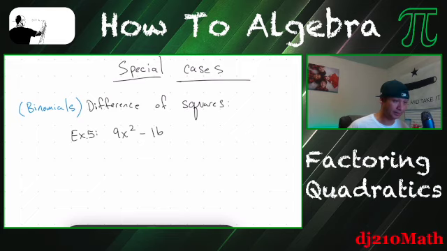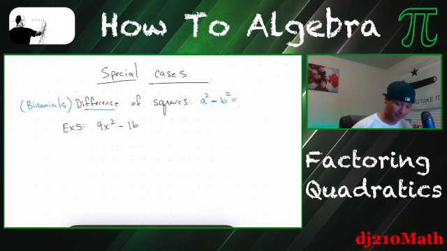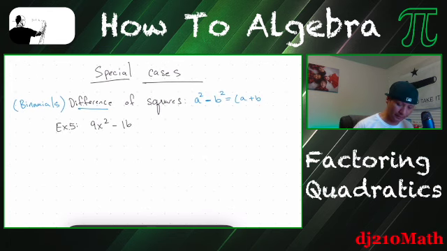So the idea is this. If I have a squared minus b squared, and minus is a big one, because that's a difference. That's what difference means, a difference of squares. If I have a difference of squares, perfect squares, then the result is a plus b, a minus b.